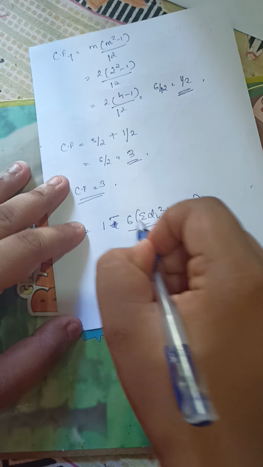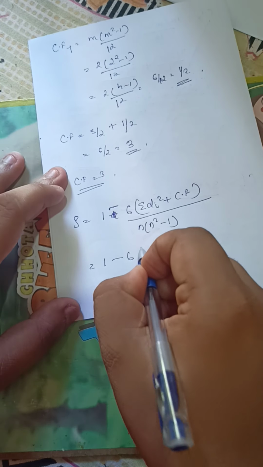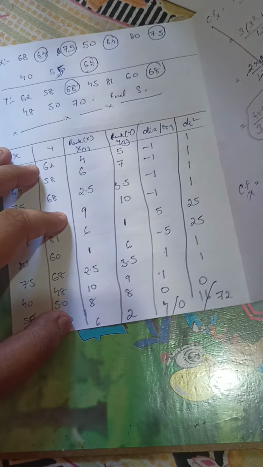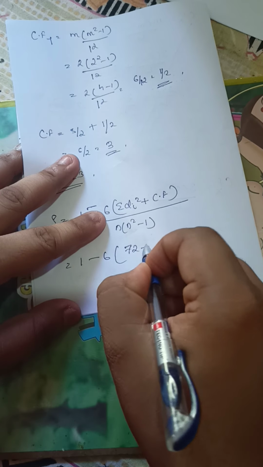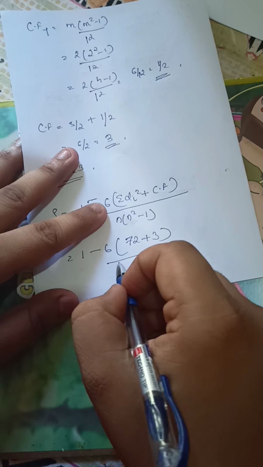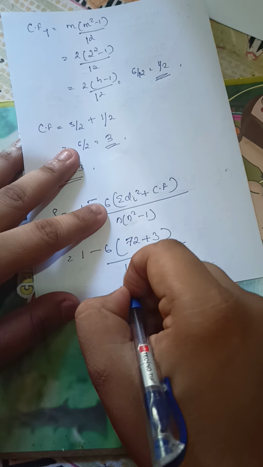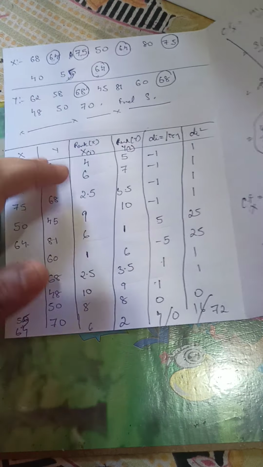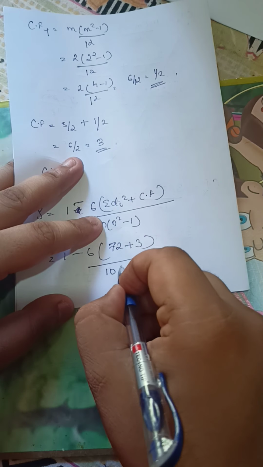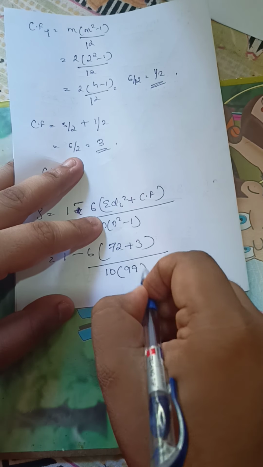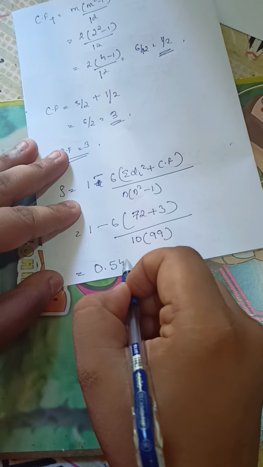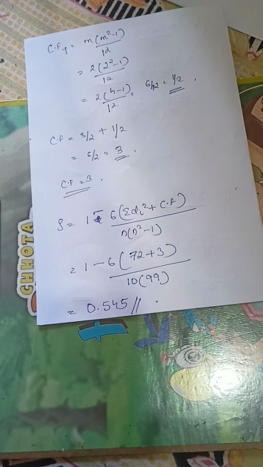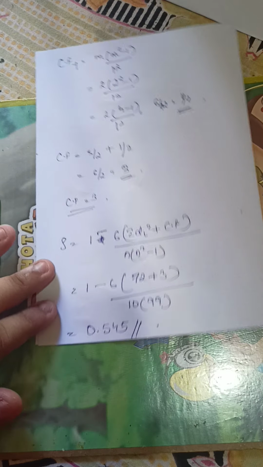1 minus 6 into summation di square, which is 72, plus 3, whole divided by n into n square minus 1. 10 is the total number of observations, and 10 square is 100 minus 1, 99. So if you calculate, you will get around 0.545. In this way we can do the rank correlation coefficient.